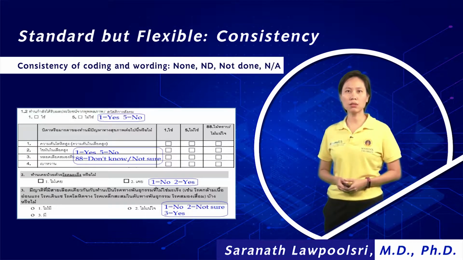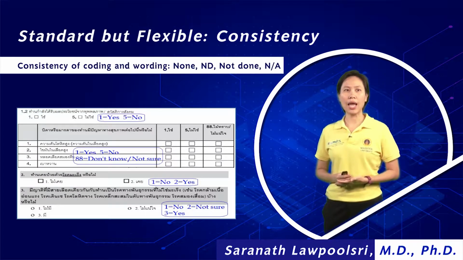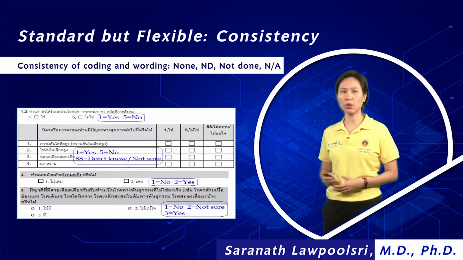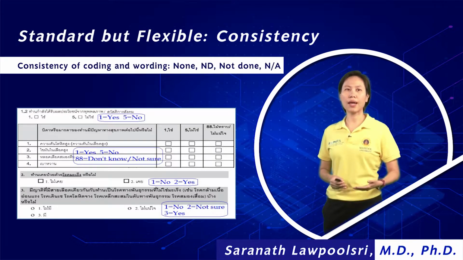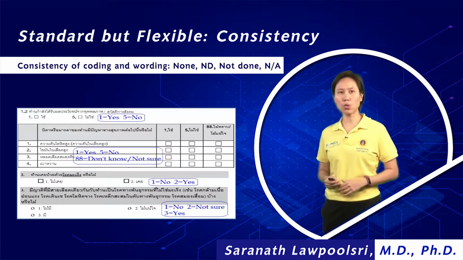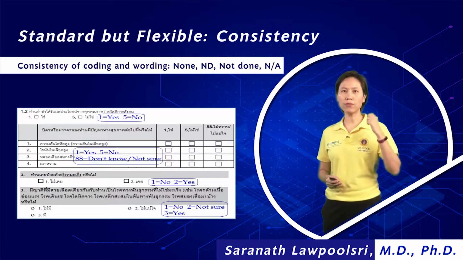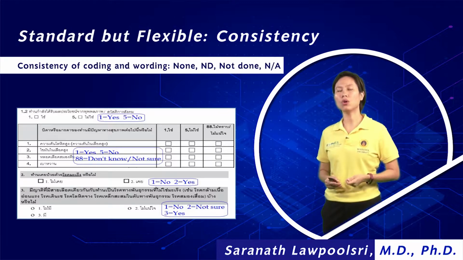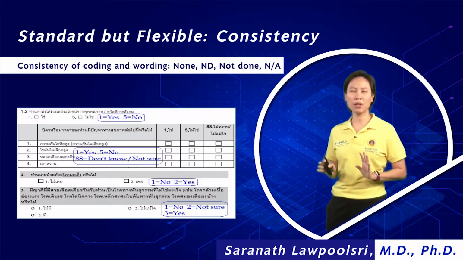For example, in this example, the first question assigns code 1 for yes, 5 for no. And another question has 1 for yes, 5 for no, and there is another code, 88, representing don't know or not sure. But when we look at another question, now they assign code 1 as no, 2 as yes. So you can see that code 1 for the first question represents yes, but for the third question, 1 is no. So it's a little bit confusing.